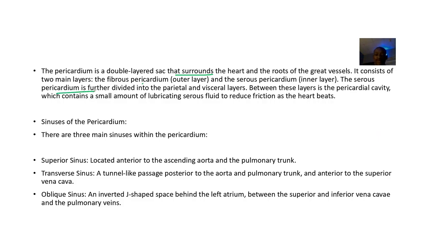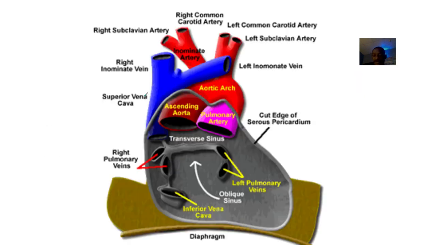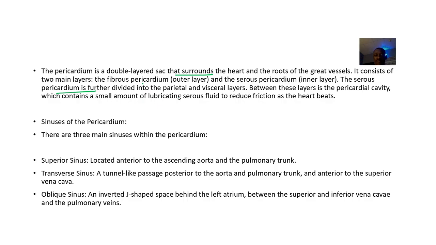So the serous pericardium is further divided in, okay, sorry, the visceral pericardium is actually part of the serous pericardium. So it's further divided into the what? Parietal and the visceral layers. So between these layers is the pericardial cavity, which contains a small amount of lubricating serous fluid just to reduce friction as the heart is beating.